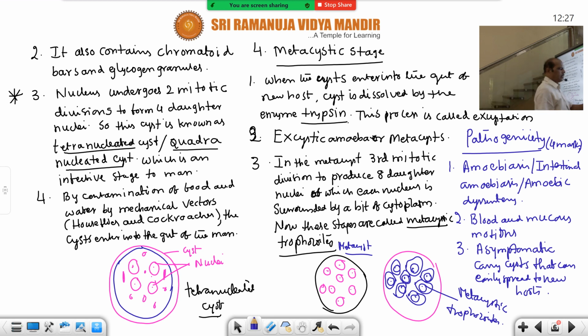Asymptomatic carriers carry cysts that can easily spread to new hosts. Along with their feces they come out. But the symptoms do not appear in such people. Some are asymptomatic because of the immune system and such things, and some are not prone to the symptoms appearing. Some are prone to the symptoms appearing. So like that, differences are there from person to person.